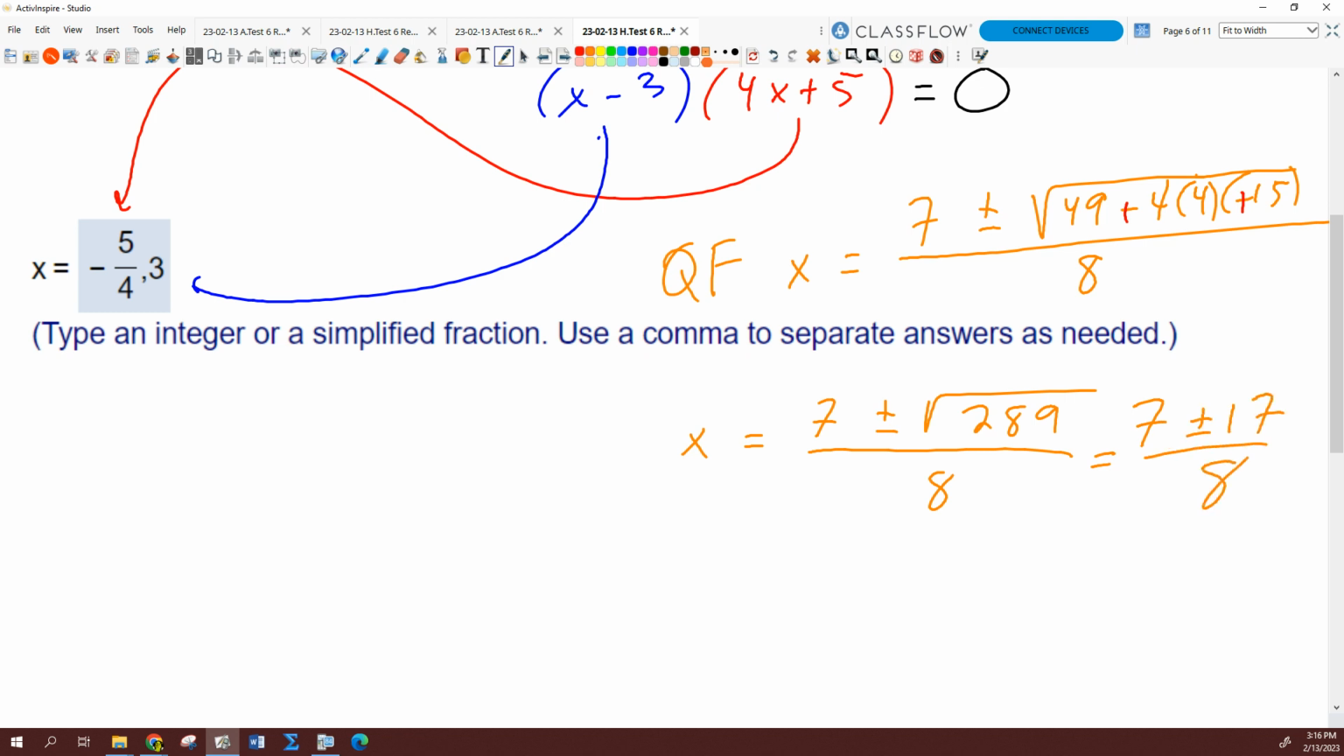So there's another way we could get those two answers, right? We're going to get 24 over 8, which is 3, or we're going to get negative 10 over 8, which is negative 5/4. Okay? Make sense? 7 plus 17 over 8? Oh, yeah, right. Okay, does that make sense? Everybody good? So either way would have worked.